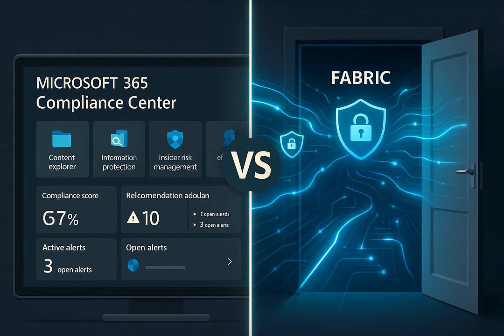And if you think audit logs will save you, remember, in Fabric, tracking permission changes and access history can feel less unified than what you get with the M365 compliance dashboard.